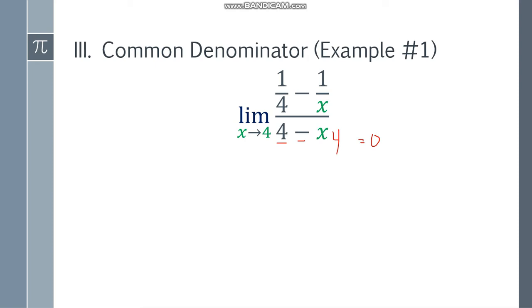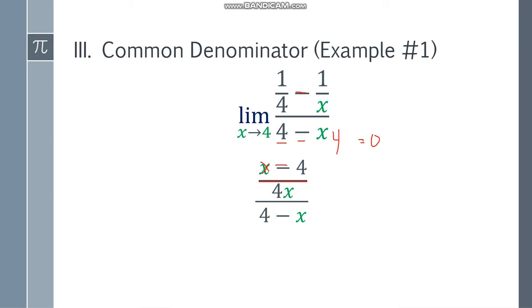Can we do factoring? No, we can't factor anything here. So we can try common denominator. Let's answer this one. 1/4 minus 1 over x: 1 times x is x, minus 4 times 1, that will be 4, over 4 times x, that will be 4x.